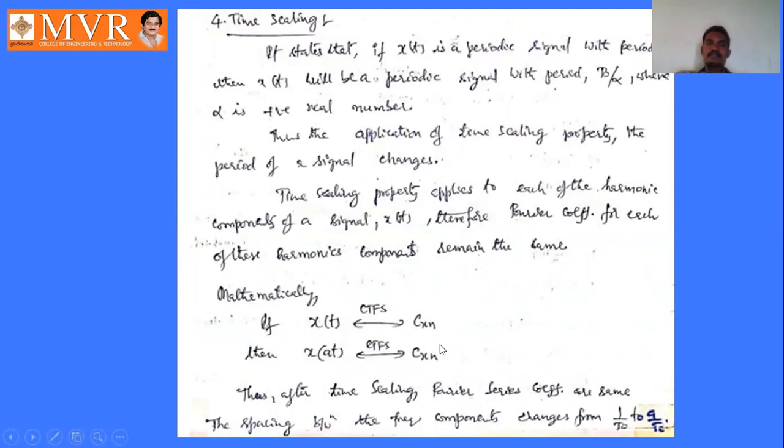Mathematically it is simple. It is explained as: if the continuous time Fourier series of x of t is c_xn, then the continuous time Fourier series of x of at is also c_xn. Thus, after time scaling, the Fourier series coefficients are the same. The spacing between the frequency components changes from 1 by T naught to a by T naught. That is called time scaling. So the waveform will not be changed; in time scaling, the waveform will be expanded or compressed only.